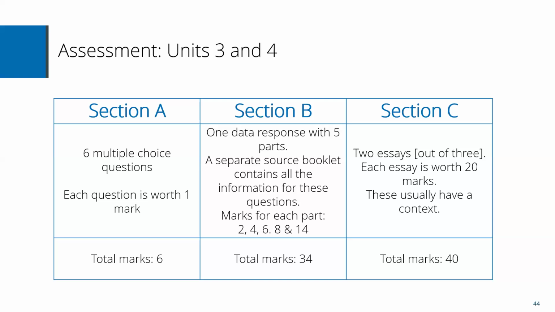Section B is similar to section C of units 1 and 2. It's got 5 parts to it, 5 questions each with those 2, 4, 6, 8 or 14 marks, giving us a total of 34 marks. And that's always going to be the case.